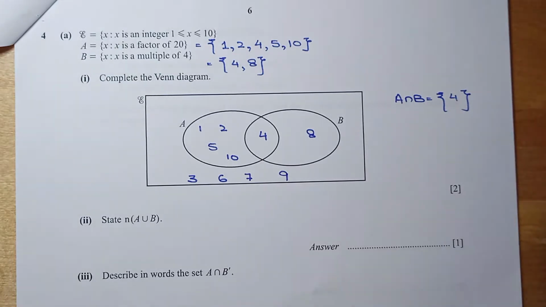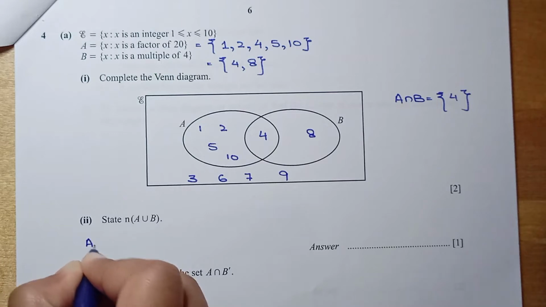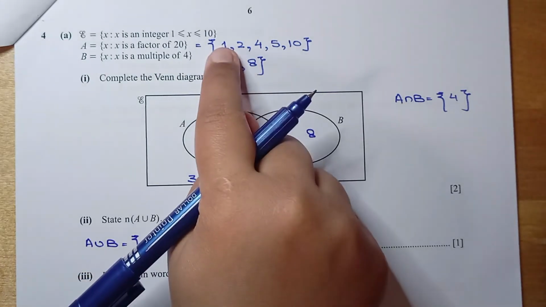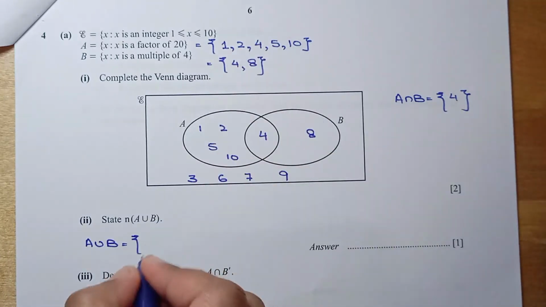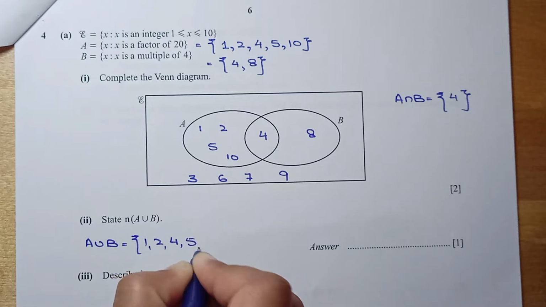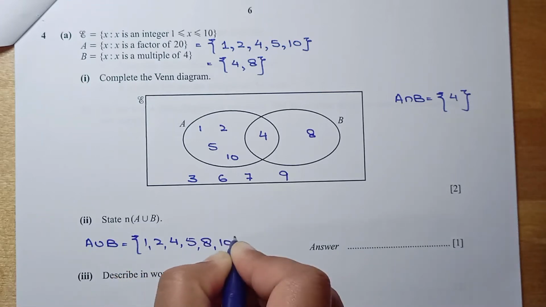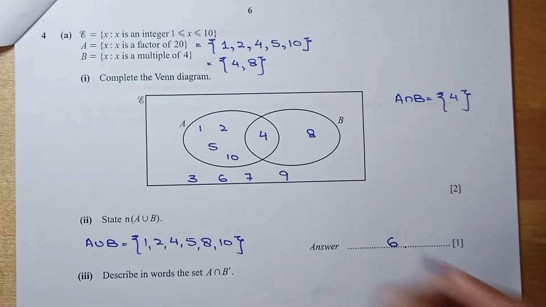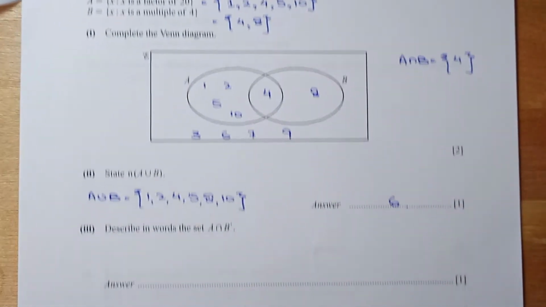Now for the second part, state the number of elements in A union B. So first we need to find A union B. So 1, 2, 4, and then 5, and then 8, and then 10. So this is A union B: 1, 2, 3, 4, 5, 6. So the total number in A union B is 6.